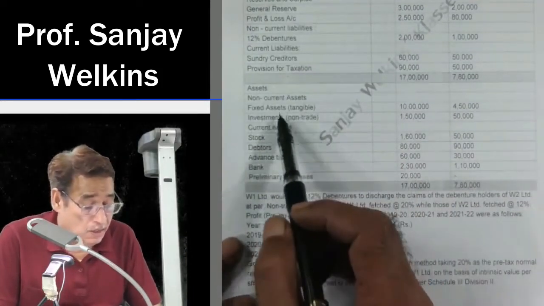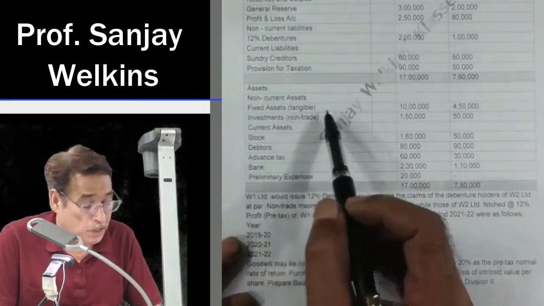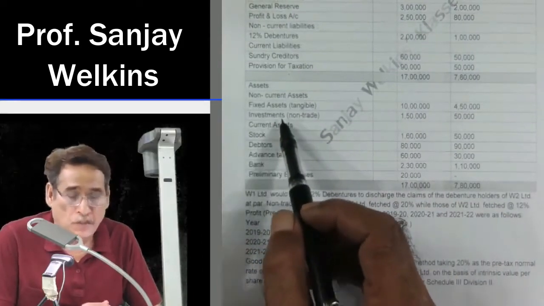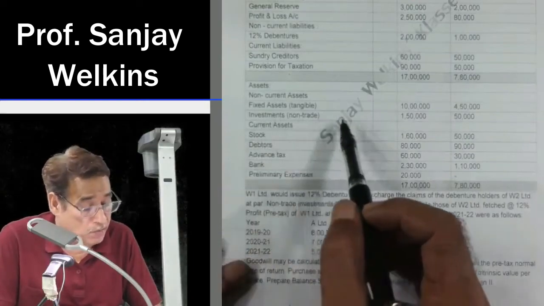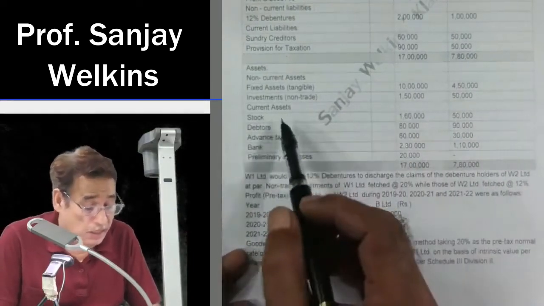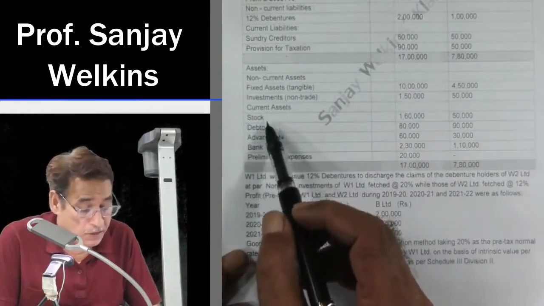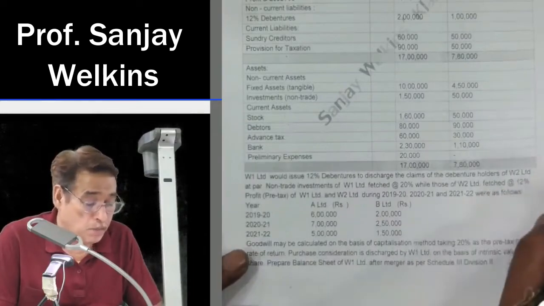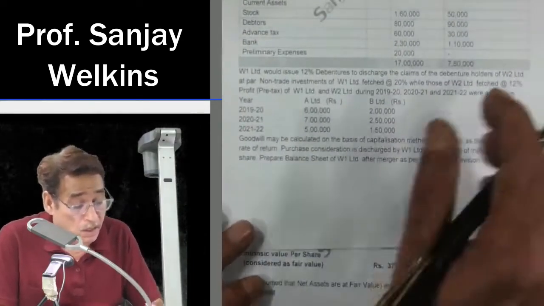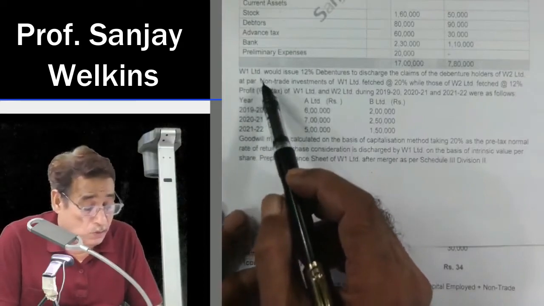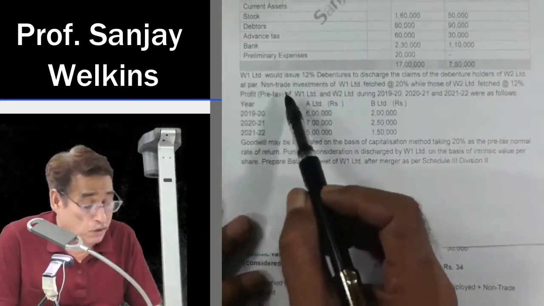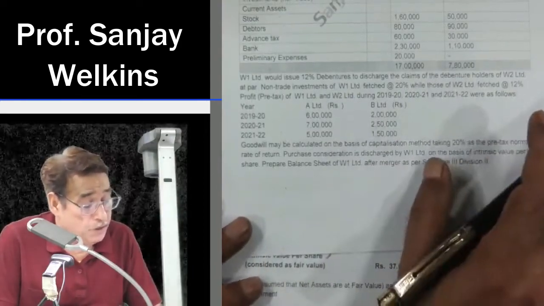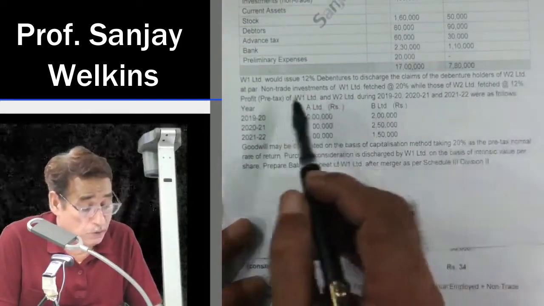Then under the non-current asset, we have fixed asset or property, plant and equipment. Then investment, which is non-trade, it is nowadays called financial asset. So investment is 150 and 50. And under the current asset, we have lots of current assets: stock, debtors, advance tax and bank. Besides, once again preliminary expenses is also there. W1 Limited would issue 12% debentures to discharge the claims of the debenture holders of W2 Limited at par.